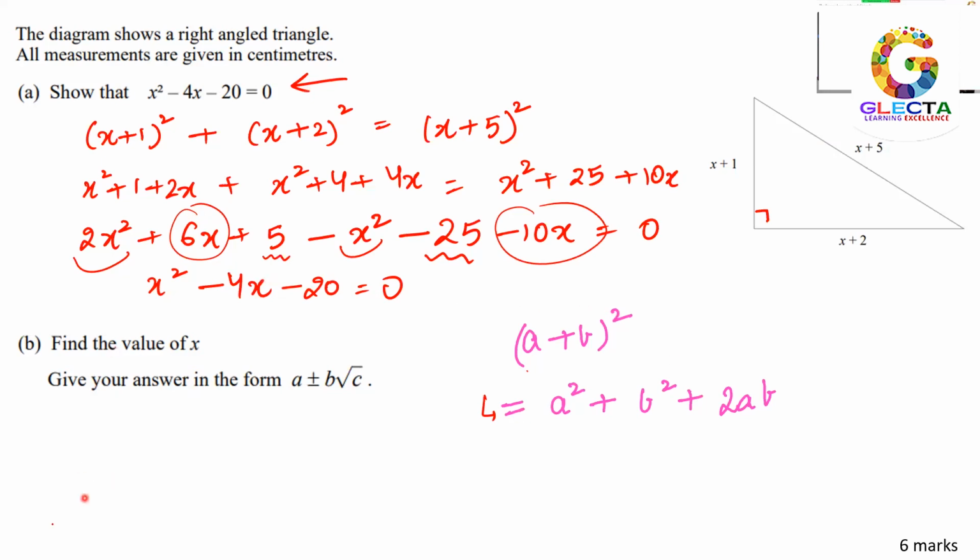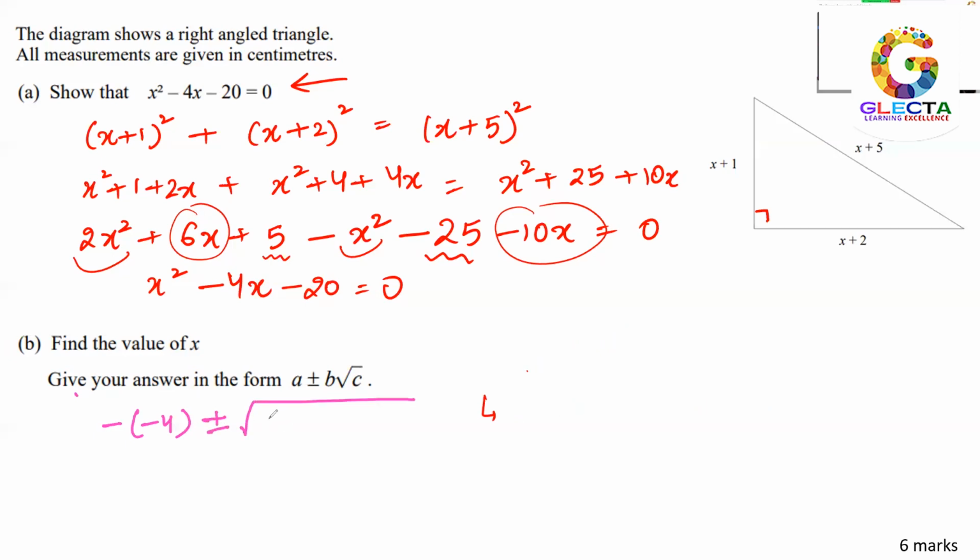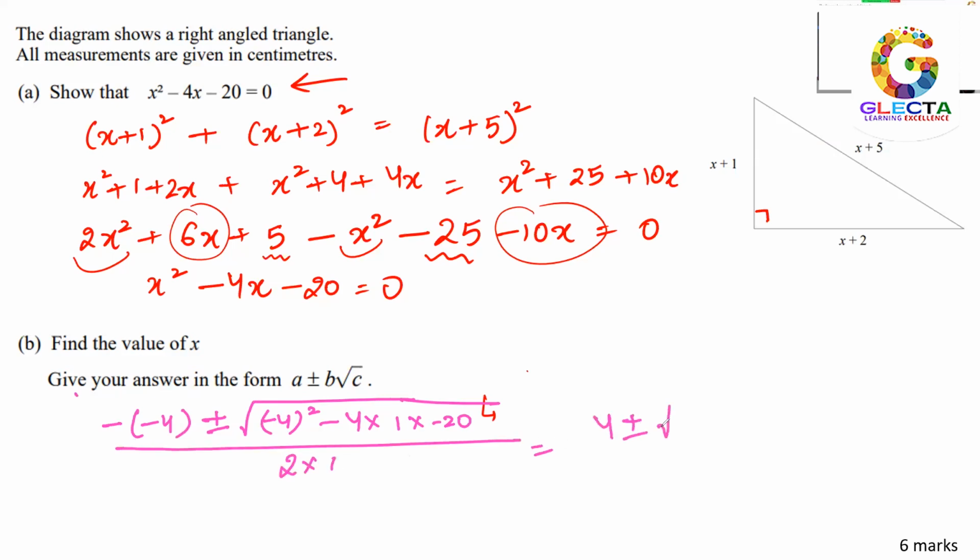And for the B part, just use the quadratic formula. So in the B part, we would be doing minus b. Now see, I'm using it directly. Plus minus square root of b squared minus 4ac over 2a. So over here, 4 plus minus square root of, you would be doing 16 plus 20 times 4. 20 times 4 is 80. So we get 96 over 2.